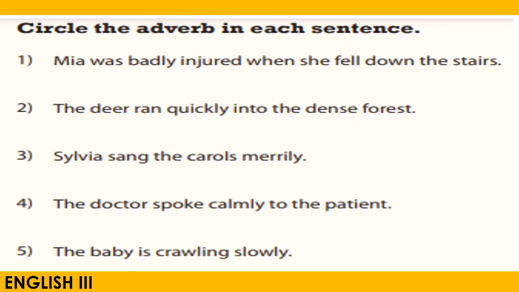Very good. And for your test, all you have to do is to get a piece of paper. You have to copy the sentences and circle the adverb in each sentence. Number 1. Mia was badly injured when she fell down the stairs. Number 2. The deer ran quickly into the dense forest. Number 3. Sylvia sang the carols merrily. Number 4. The doctor spoke calmly to the patient. And number 5. The baby is crawling slowly.